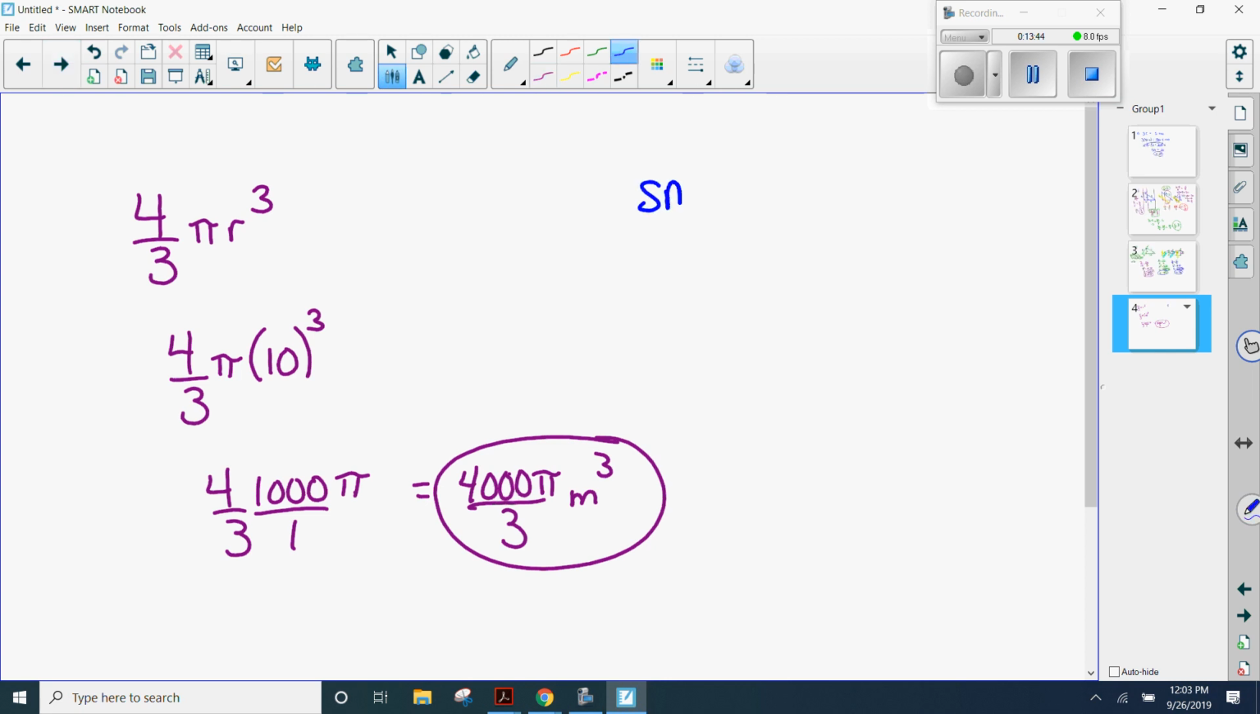So surface area is 4 pi r squared. So it's 4 pi times 10 squared. 10 squared is 100, so it's 4 times 100 times pi, which is 400 pi.